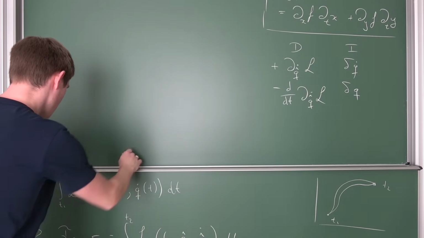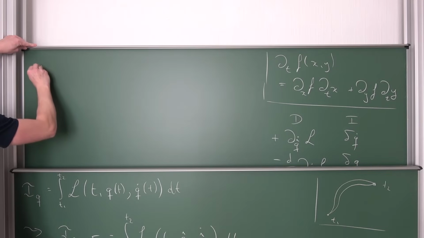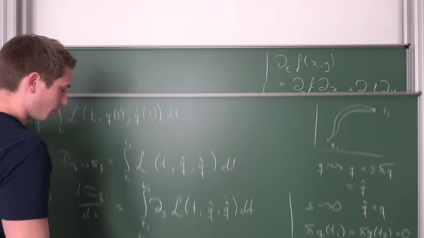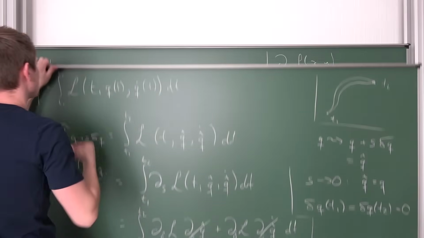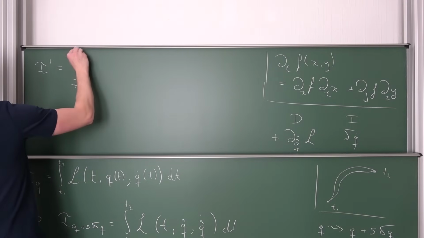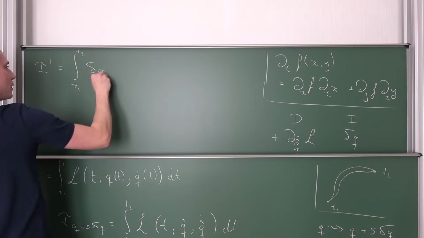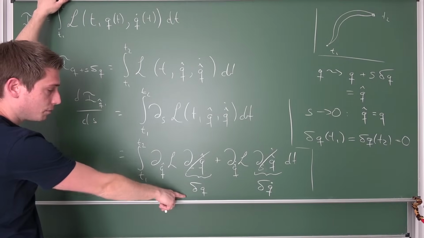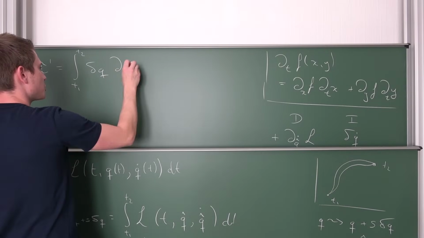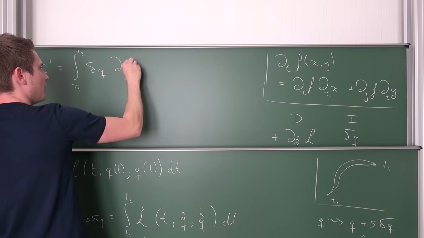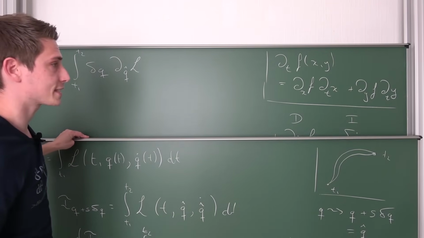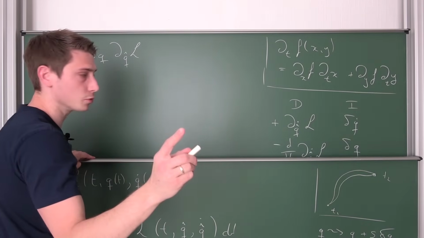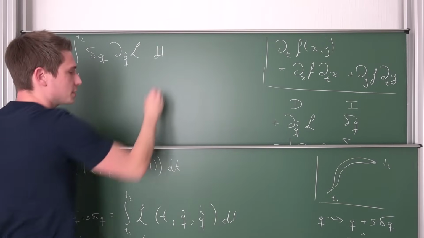And now simple integration by parts, meaning overall our I prime is going to have this first part here, the integral from t1 to t2 of our variation delta q times the differential in q hat of the Lagrangian, plus this next part, which is the part that we are going to do integration by parts on. I'm going to close this up.